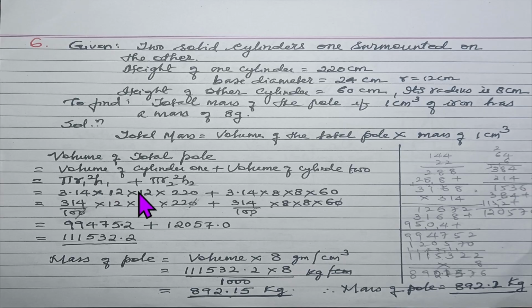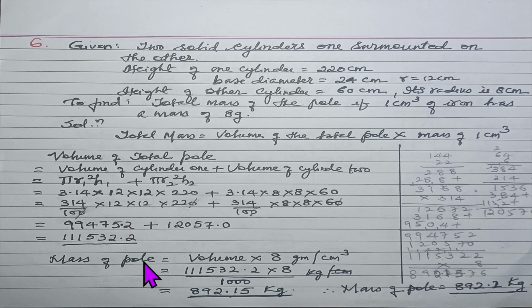R1 is 12 into 12 because they have given the radius of the bottom cylinder as 12 centimeter, and the height is given as 220 centimeter. So I have substituted it here. Now 3.14 into, for the top, radius is 8 into 8, and height is 60. So simplifying this, we get 111532.2, and this is the volume of both the cylinders put together.